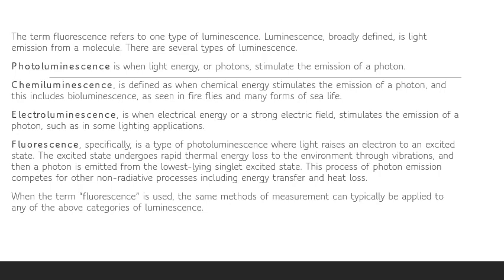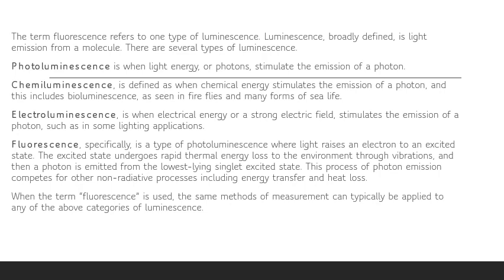Chemiluminescence is defined as when chemical energy stimulates the emission of photons. This also includes bioluminescence, as seen in fireflies and many sea life. Electroluminescence is when electrical energy or a strong electric field stimulates the emission. Thermoluminescence is when we heat some substance and we get luminescence. Now we have many toys or coffee cups. When you pour the coffee in the cup, it will glow. That is thermoluminescence.